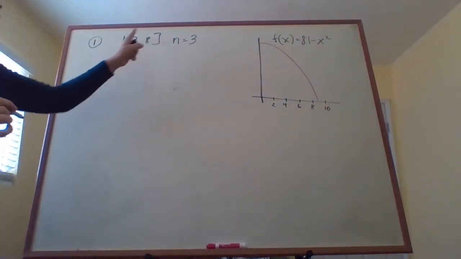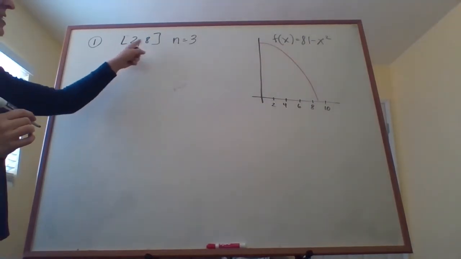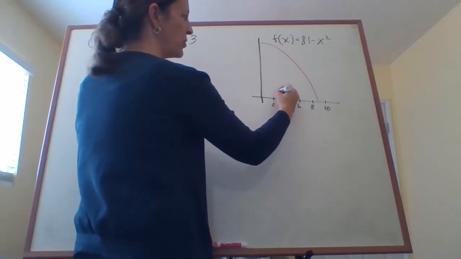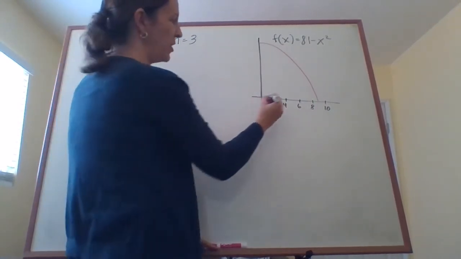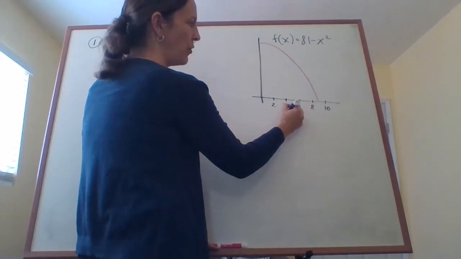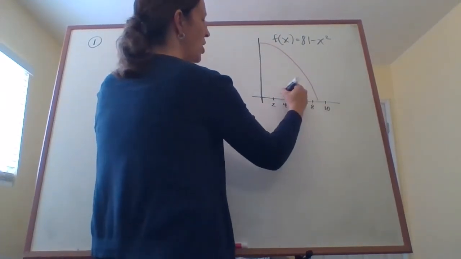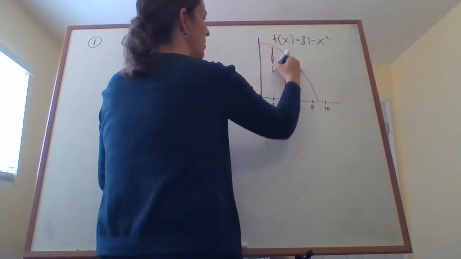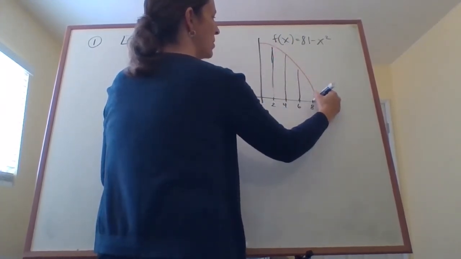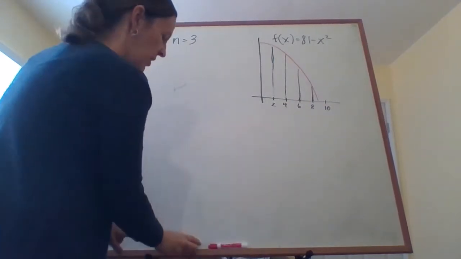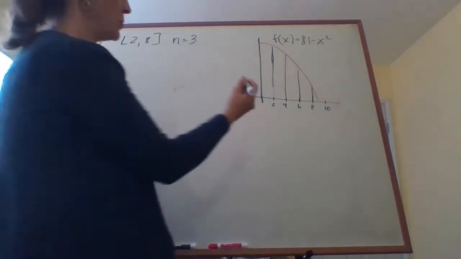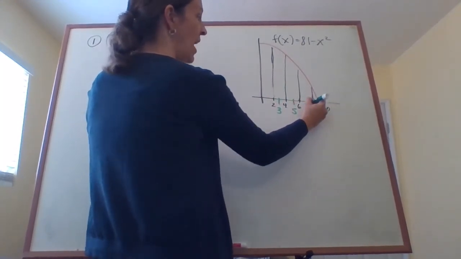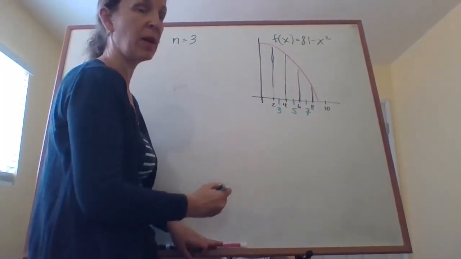Okay, if I'm making 3 subintervals from 2 to 8, this interval has a length of 6, so if I divide it into 3 subintervals, I'm looking at a width of 2 for each subinterval, from 2 to 4, 4 to 6, and 6 to 8. So if I'm going to sketch in those rectangles, I'm using the midpoint, which means that I'm looking at the middle. So I'm looking at 3, at 5, and at 7 to get the height of my rectangles.